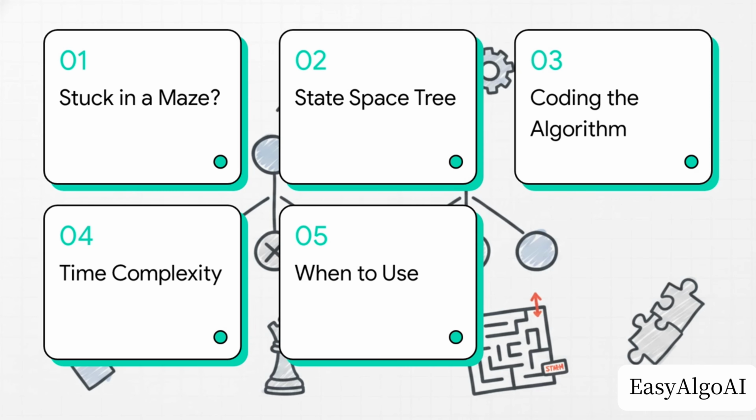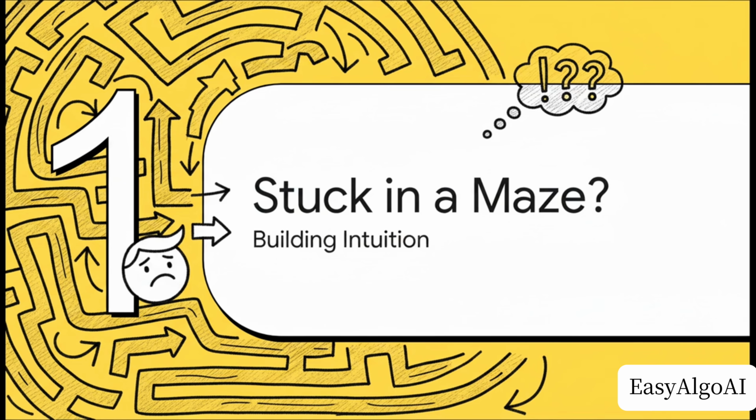Here is a quick look at our roadmap for today. 1. Stuck in a maze. 2. The state space tree. 3. Coding the backtracking algorithm. 4. Analyzing time complexity. And 5. When to use backtracking. Let's jump right in. Section 1. Stuck in a maze?